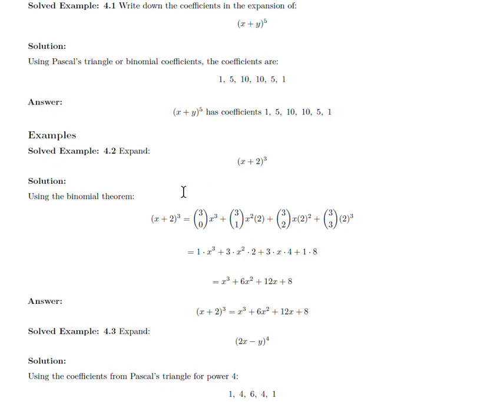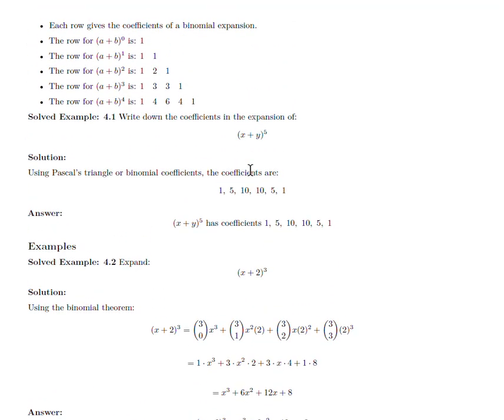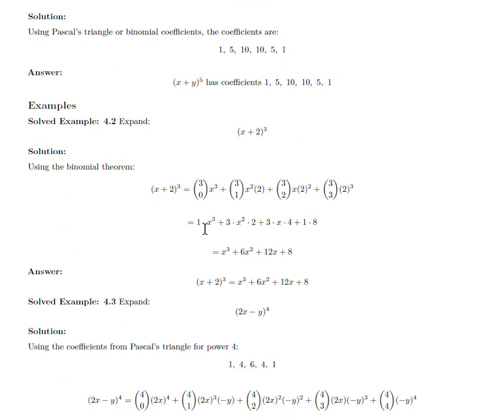Let's see a full example that shows our expansion like this. x plus 2 raised to power 3. If we check the row where n is 3, because our n is 3 in this example, for our Pascal triangle, when n is 3, the coefficients are 1, 3, 3, 1. And as you can see, 1, 3, 3, 1 are appearing on the terms in our expansion.